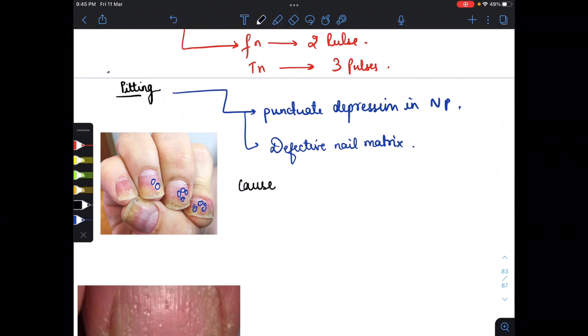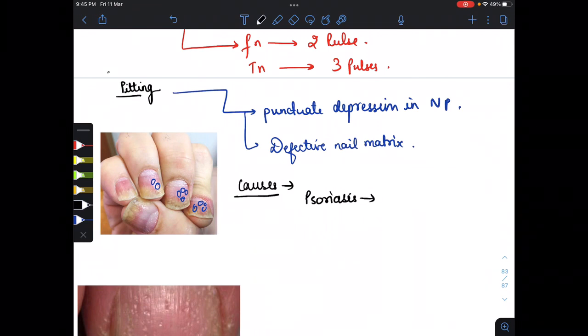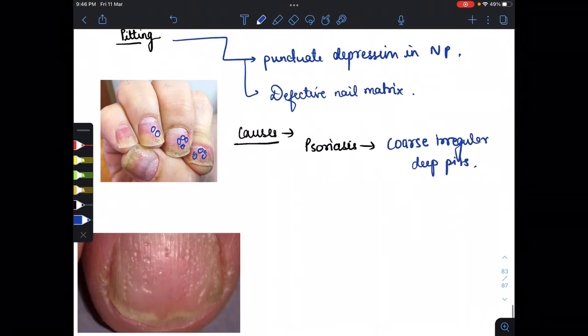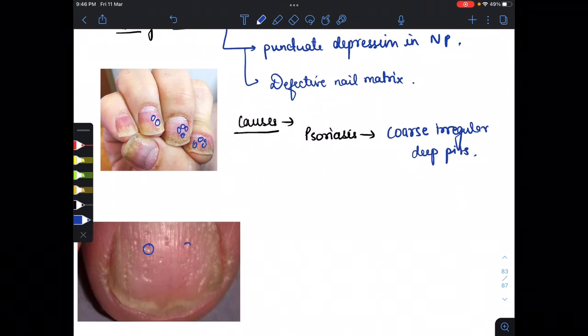And what are the causes of pitting? The first one is psoriasis. In psoriasis also we can see pitting in the nails, but in psoriasis the pitting is coarse, irregular, deep pits. As we see in this image, the pits are enlarged in size and they are irregular.